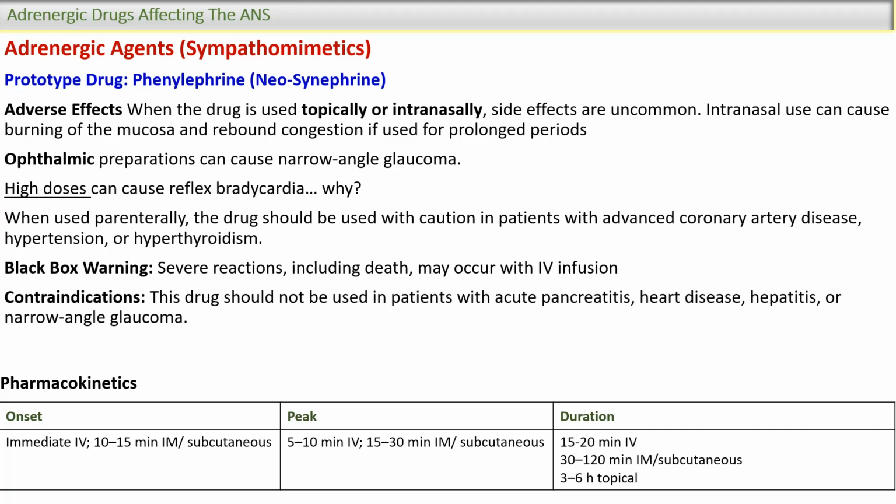So the adverse effects: the ophthalmic preparations, the eye medication or drug form like eye drops, can cause narrow angle glaucoma because they have a mydriatic effect, which is pupil dilatation. So it may cause glaucoma. And high doses can cause reflex bradycardia. That's due to the elevation of blood pressure caused by stimulation of the alpha-1 receptor. In other words, the vasoconstriction results in increased blood pressure and then reflex bradycardia, decreased heart rate.